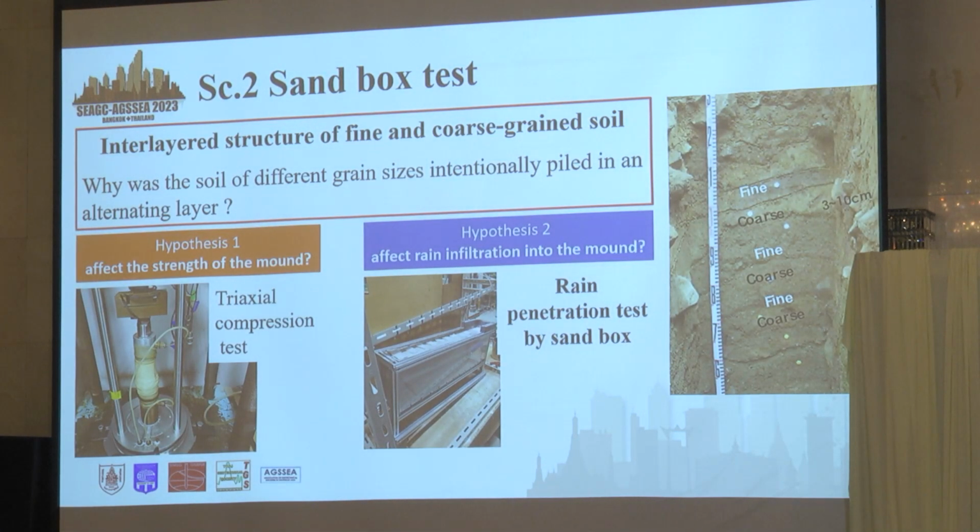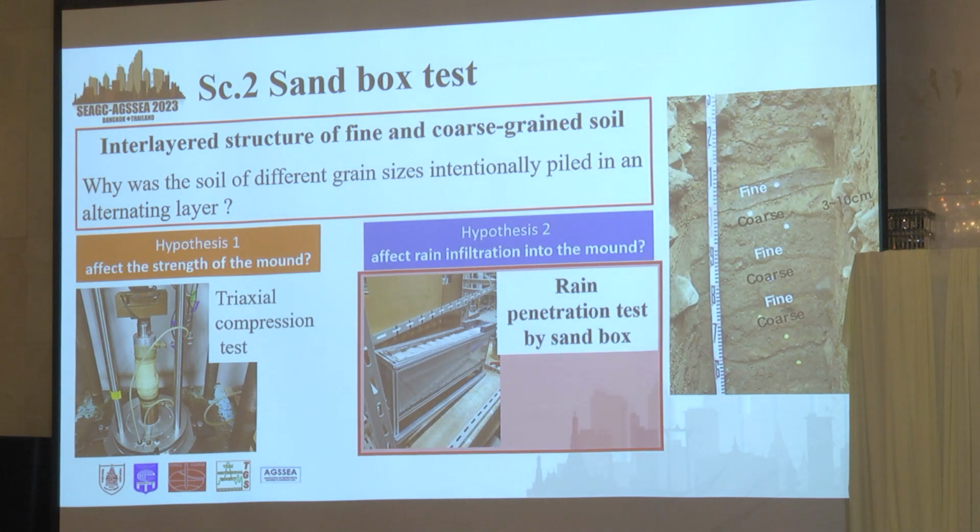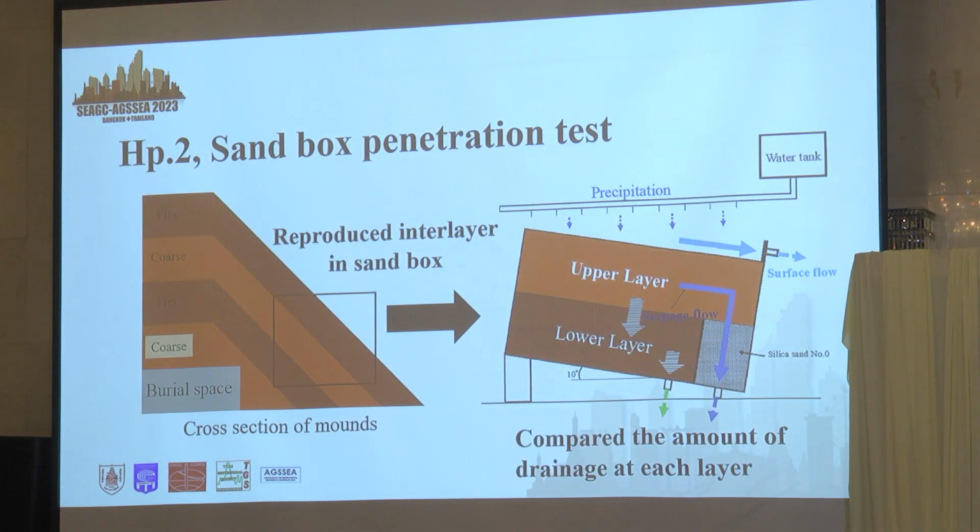Next, as an experiment on infiltration characteristics, a rainfall infiltration experiment with a sandbox was conducted. Here is the structure of the sandbox infiltration test. The layers of the mound were reproduced in the sandbox, and rainfall was applied from a rainfall device above the box. The changes in the infiltration and surface flow and the amount of drainage at each layer were compared.